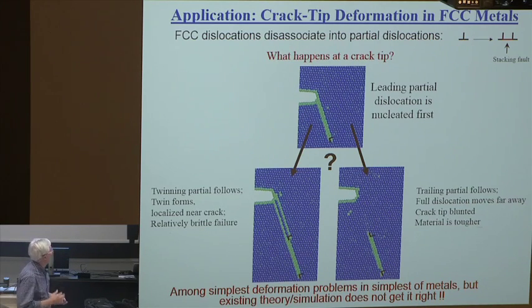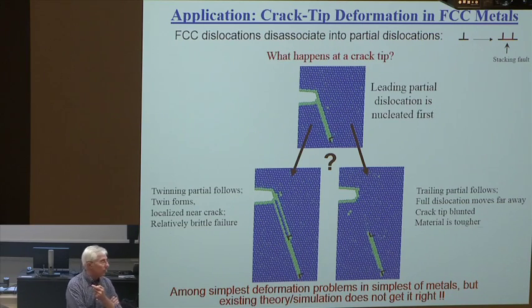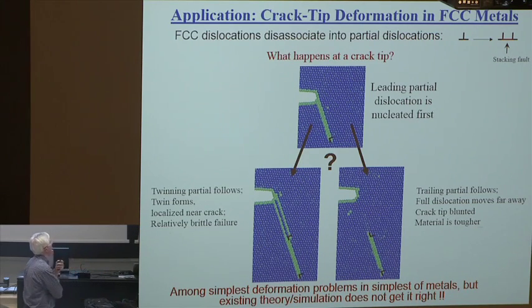So we have this method, and let's look at a problem that maybe is relevant to fracture. This has to do with crack tips in FCC materials. One of the things that is important, particularly in metals, is emitting dislocations from the crack tip, because this is a method to blunt the crack and make it harder to cleave.